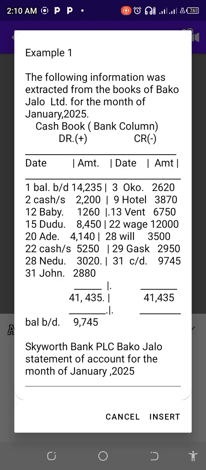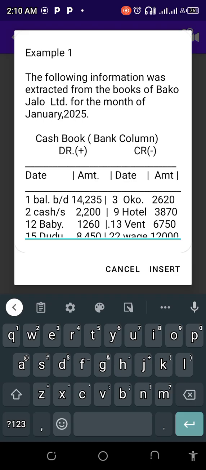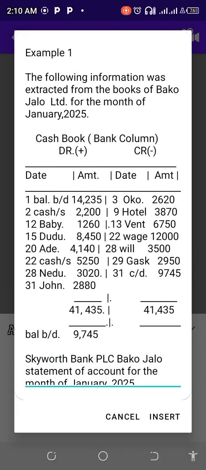The cash book. This is the cash book as given. You have the bank column only. You have the debit side denoted by plus, that is the increase side, and the credit side denoted by minus, that is the decrease side. This minus and plus sign are for just educational purpose. Now you have the date as normal in the cash book, the amount, then the date again on the credit side, and the amount.